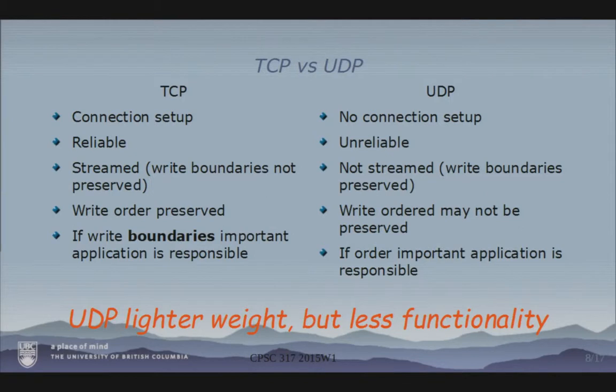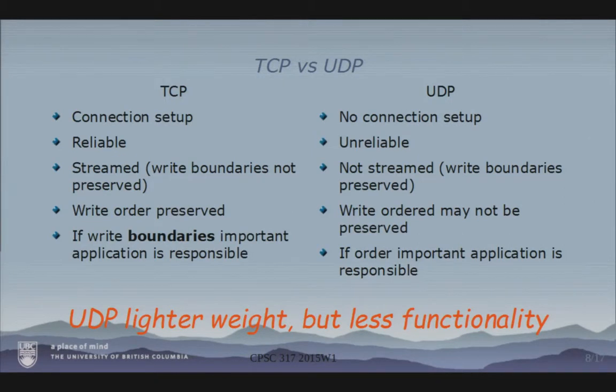And then just the last point is that if these boundaries and things like that are important, then you should be using TCP. If you don't care about them at all, then you can use UDP. I should say, I think I said that backwards. Yeah, nods from people saying, yes, he's talking crazy stuff there. So if the write boundaries are important and order is important, then TCP is the way to go. And if those things don't matter to you, then UDP is something to consider.